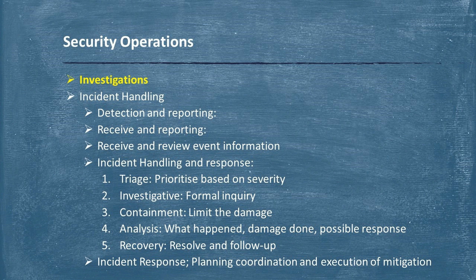Now big organizations have incident response teams. Their main priority is to do triage, investigation, containment, analysis and recovery. This is the team's priority. Incident response is first the planning, then coordination, execution of mitigation. Unless you mitigate, you cannot recover back.